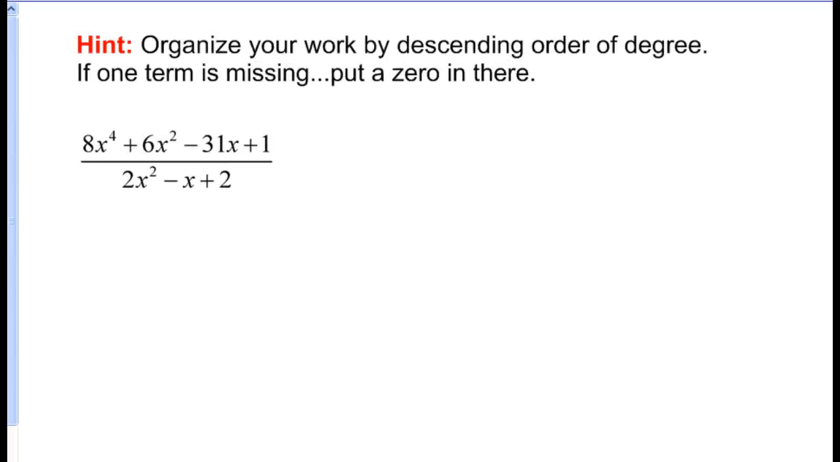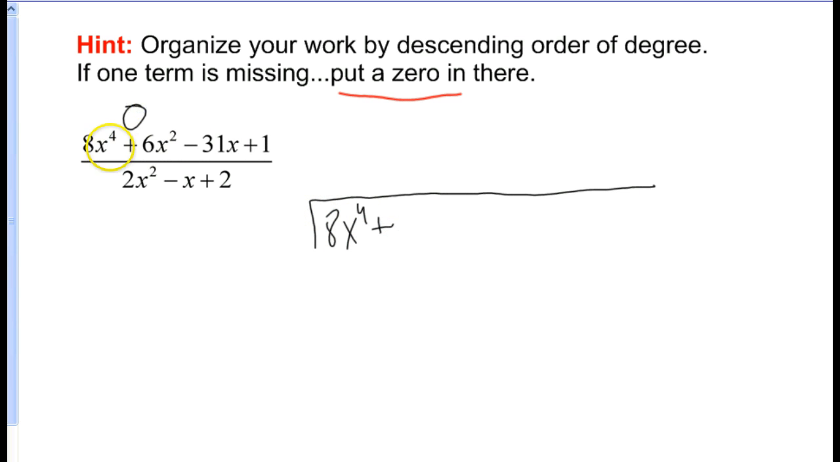And another hint here is you are supposed to organize by descending order of degree. If you're missing a term, please put in a 0. So when you try this one, we're divided by a polynomial. It looks really tough to start with. We say 8x to the 4th plus, you see we're missing something right here? There's x to the 4th, x squared, x, and a constant. So you really need to put plus 0 x cubed here. You want to kind of keep your things very organized. Plus 6x squared minus 31x plus 1. And we're divided by 2x squared minus x plus 2.